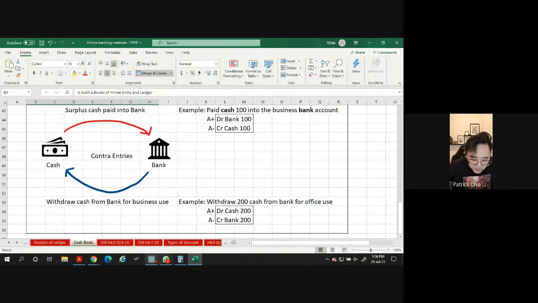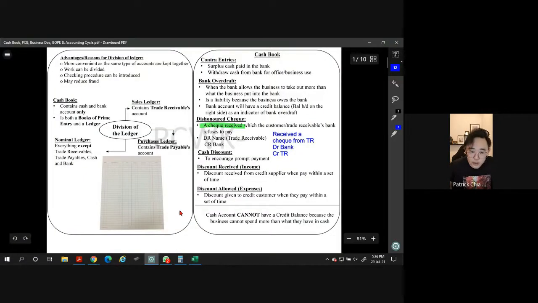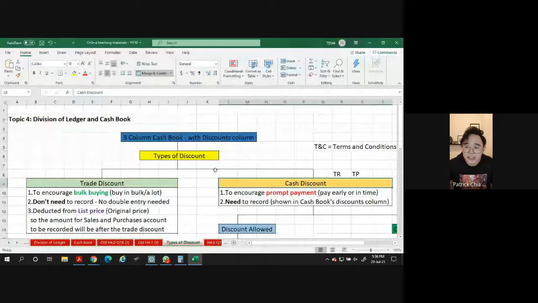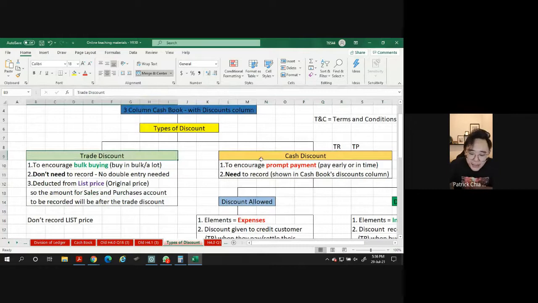So we are going to do the T account soon. Sorry, I forgot to talk about the discount part. If I don't cover the discount part, I can't do the cash book question with you all. When speaking of types of discount, you have two: trade discount and cash discount. The word trade is exchange, right?